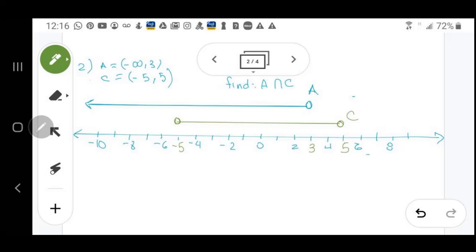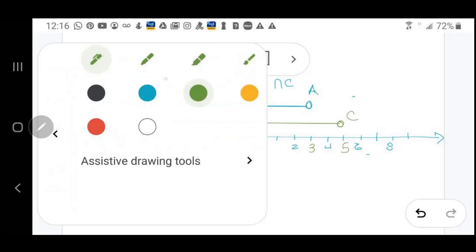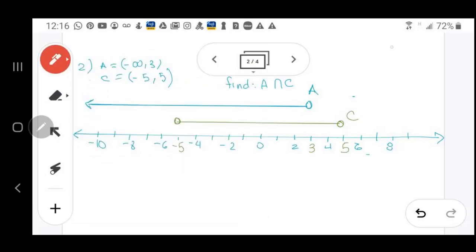Now, how do I find the intersection? What we're looking for in the intersection are those numbers, in this case interval numbers, in common. If you notice in this graph, you can move them, and they will overlap. They will overlap from negative 5, all this region in here, guys, from negative 5 up to 5. So it means that my intersection goes from negative 5 up to 3.